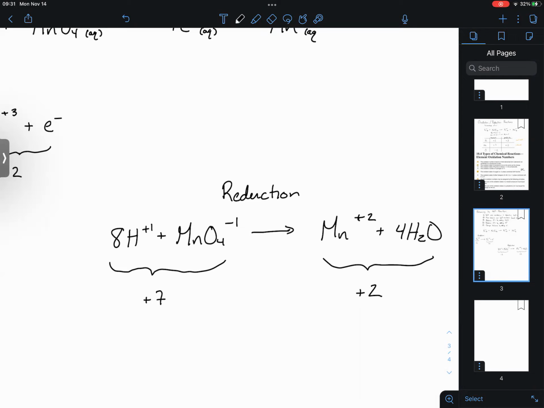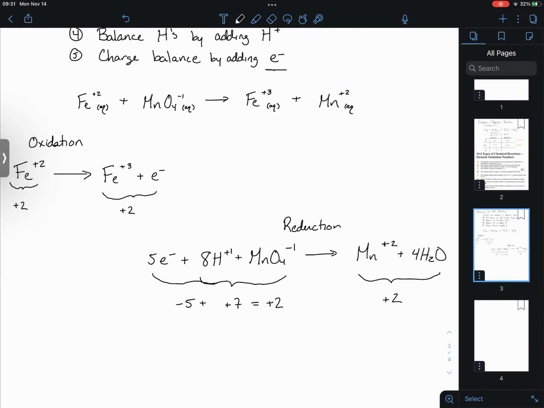So what am I going to do? I need to then add, since I'm adding electrons, I'm going to add 5 electrons over here. Right? Because now my combined total from everything would be this +7 minus 5. That gives me that net charge of +2 on both sides, right? So again, the whole idea of the charge balance is you're going to add electrons so that you have the same charge on either side.